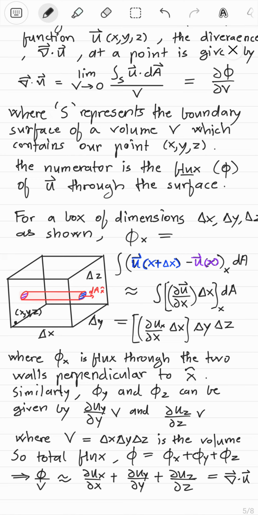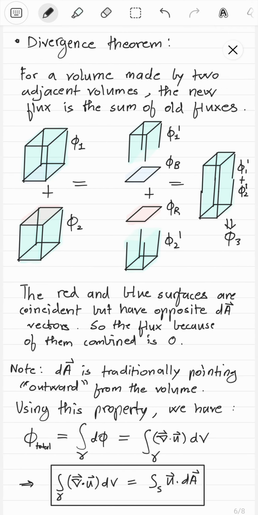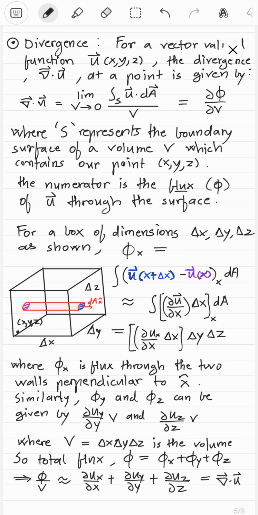So now adding all of these fluxes together from the x direction, from the y direction, from the z direction, and dividing by volume, what you basically get is partial ux upon partial x plus partial uy upon partial y plus partial uz upon partial z. And this is our divergence, del dot u.